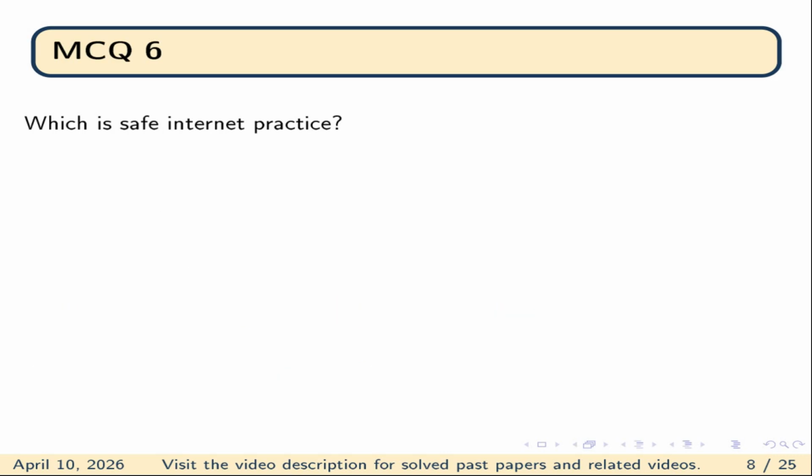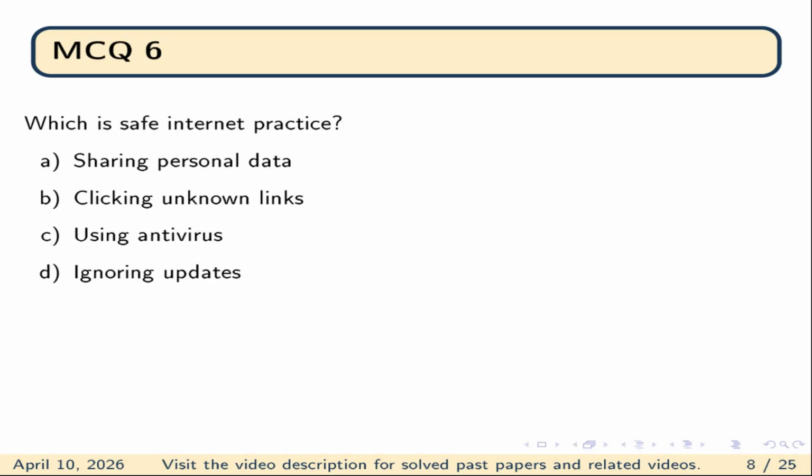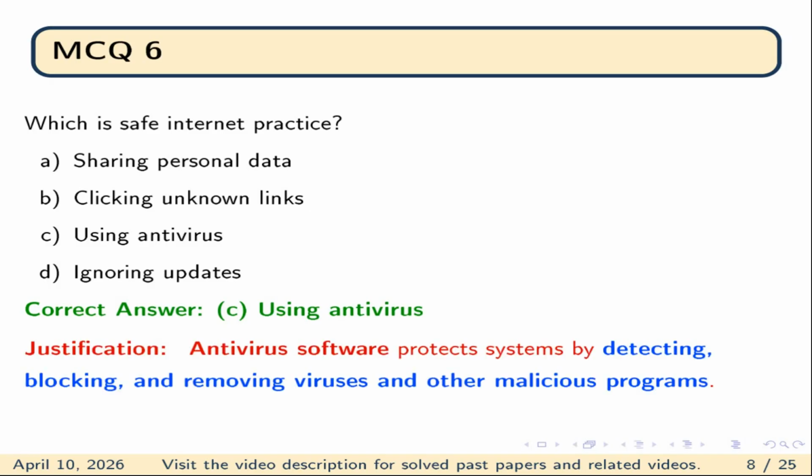Question number 6, which is safe internet practice? Sharing personal data, clicking unknown links, using antivirus, ignoring updates. The correct option is using antivirus. Antivirus software protects systems by detecting, blocking, and removing viruses and other malicious programs.